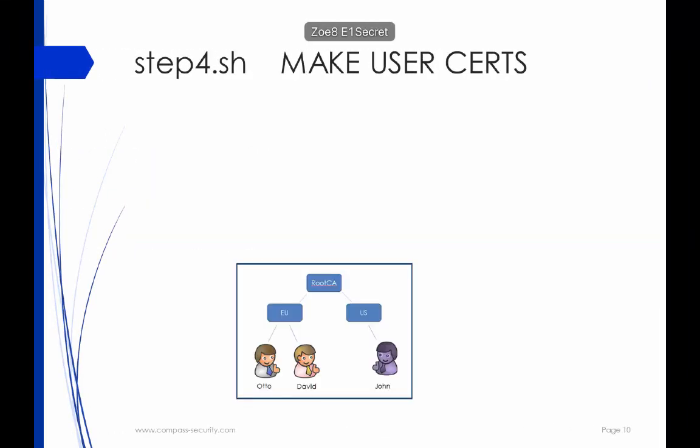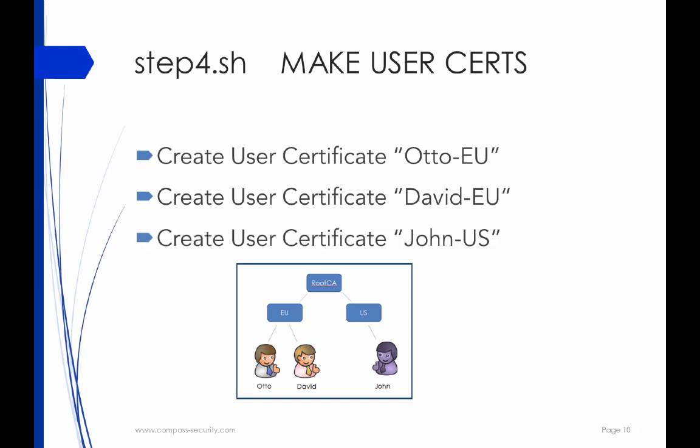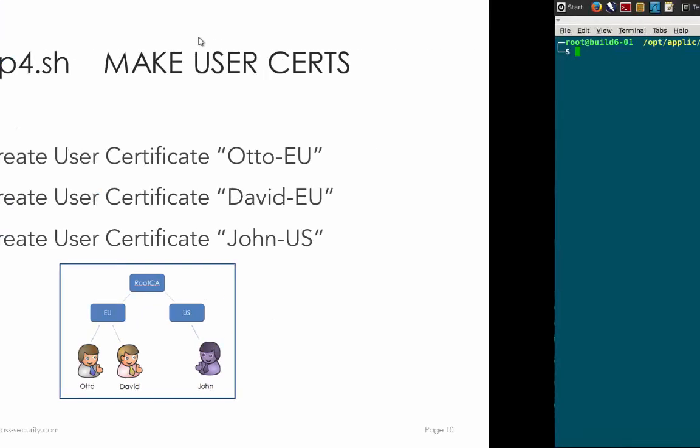And in the next step, we want to create user certificates. We want to create a user certificate for the user Otto EU, for the user David EU, and the user John US. Where the Otto EU and David EU certificates are signed by the EU CA, certification authority, and the John US user certificate is signed by the US certification authority. And this will be done with the step 4 script.